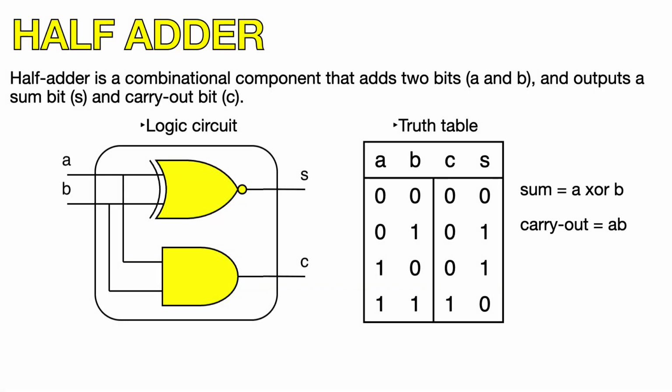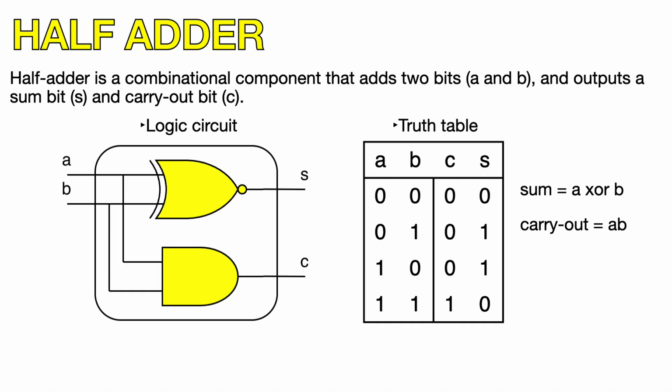A half adder is one of the simplest combinational logic circuits used in digital electronics. It performs the addition of two single-bit binary numbers. Half adders are used in basic arithmetic units inside processors, calculators, and digital systems. They're the building blocks of larger circuits.